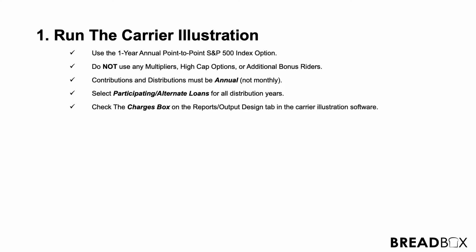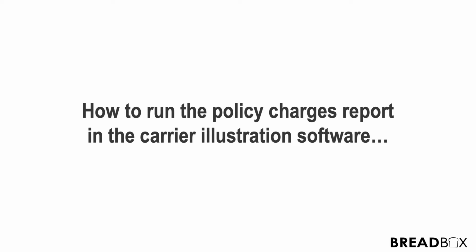Again, these would not include things like multiplier charges or high cap option charges or additional bonus rider charges. We do not want to include any of those in this particular illustration design, but we do want to see the raw standard policy charges. So let's take a look at how to run the policy charges report in the carrier illustration software.